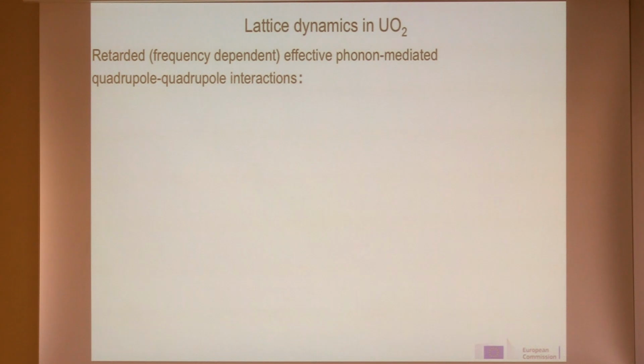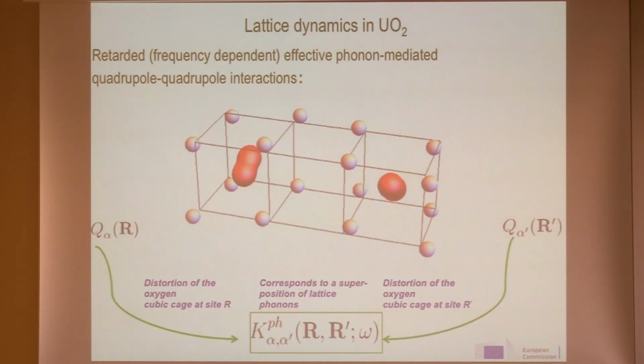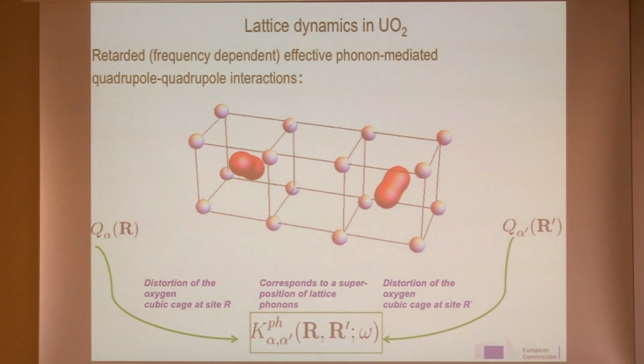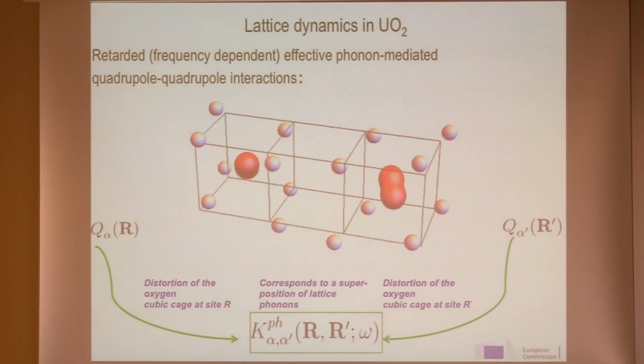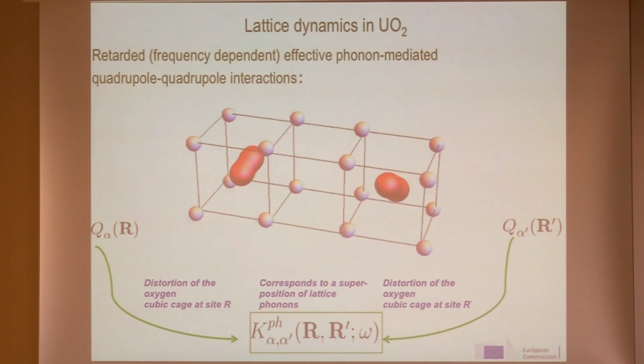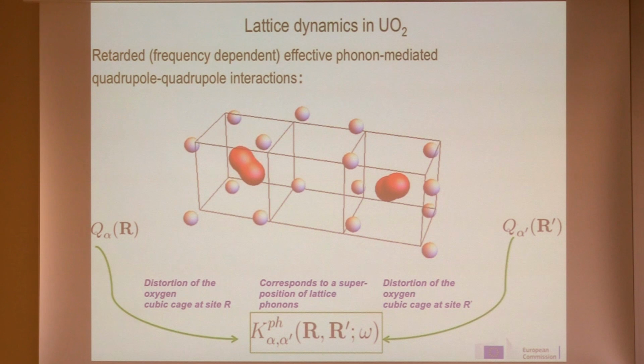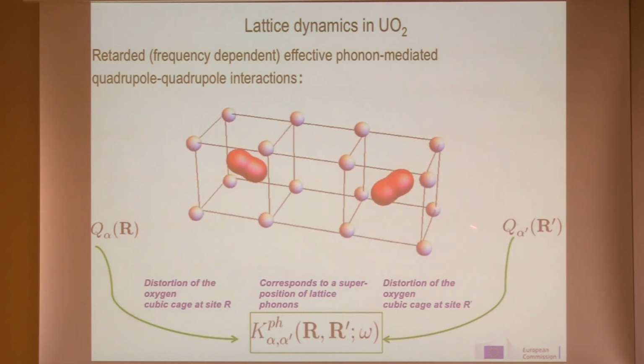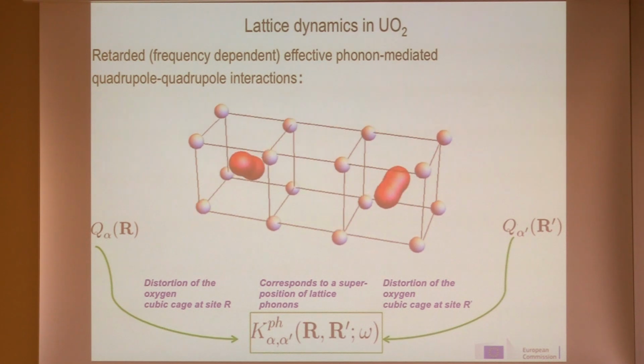An aspect that must not be forgotten is that you need a frequency-dependent, so a retarded, effective potential describing the phonon-mediated quadrupole coupling. This is simple to understand. Quadrupoles are anisotropic charge. If I change the orientation of this charge, this will perturb the position of the oxygen. So this corresponds to a superposition of lattice phonons. These phonons will propagate, will distort the oxygen cage around the neighboring uranium site, and this distortion of the oxygen will upset the orientation of the electric quadrupole. So you have a quadrupole coupling mediated by phonons, but this is retarded.